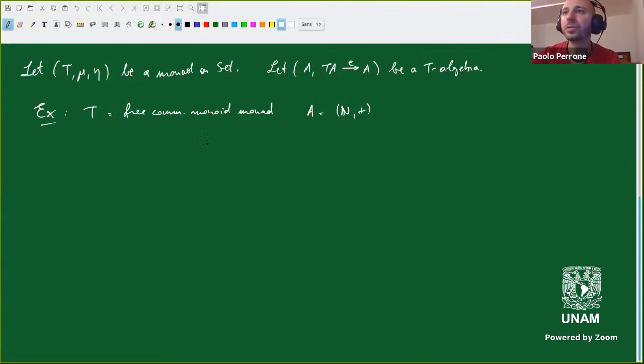So how does the map TA to A go? The thing is, TA can be seen as the place whose elements are not just numbers, but formal expressions, formal sums of numbers. Say, that's an element in here. And then the evaluation, the algebra structure map, just does this sum. So 3 plus 4, 7, plus 5, 12, plus 6, 18. Okay?